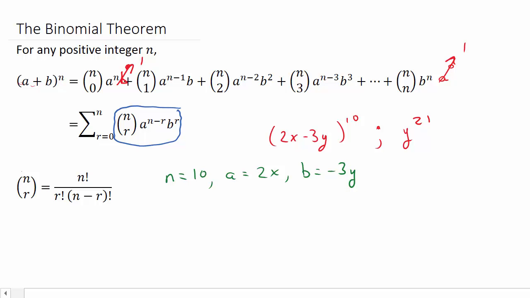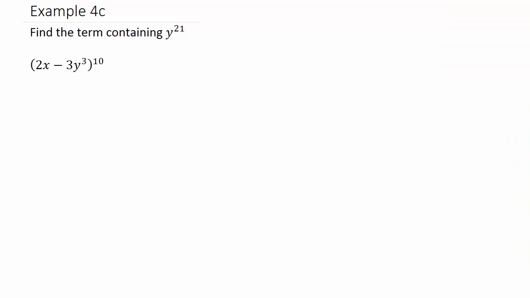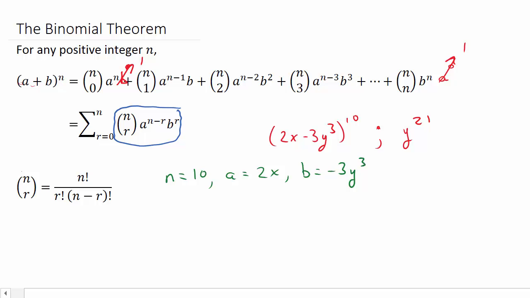And actually, when I rewrote the problem, I messed it up, didn't I? But no big deal, we're just going to go ahead and add it. Y cubed. So this was the original problem, if you remember from here. I just left the 3 off. So there's b, and now we need to know what r is.